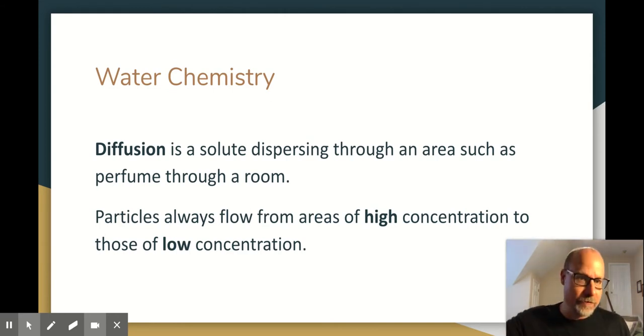So if you spray perfume in one end of the room, it's going to smell really strongly there. It's going to diffuse out through the room until it's everywhere. It won't smell as strongly, but it'll cover more area. Just like the smell of my coffee won't be as strong in the whole room, but it'll cover the whole area.